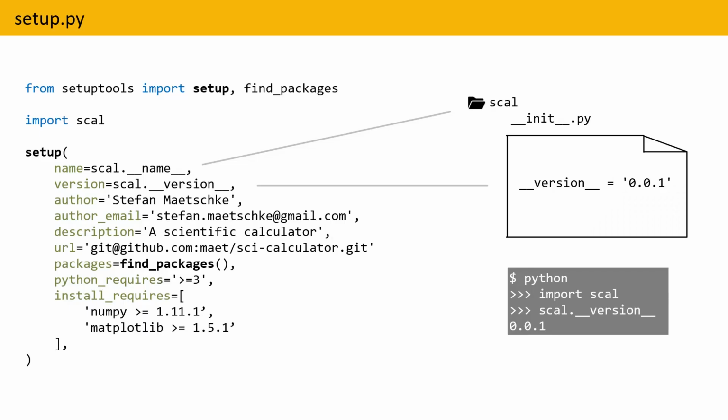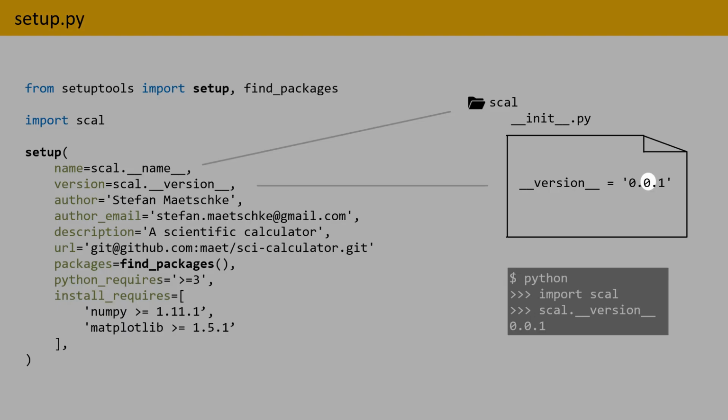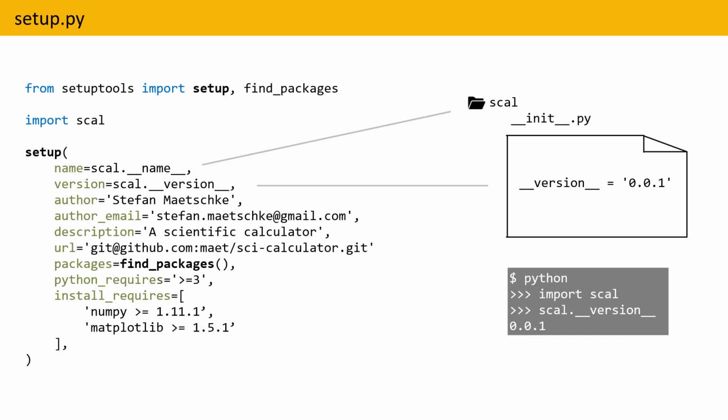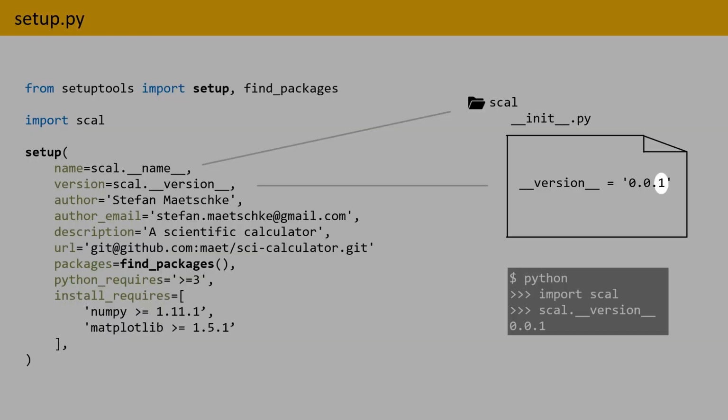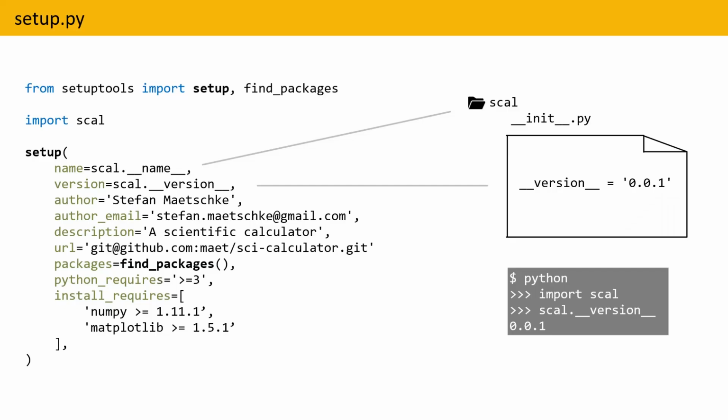If there are changes to the code that are not backwards compatible, the major version is incremented. The second number is the minor version. If new functionality is added, this number is incremented. And the third number is the maintenance version, where bug fixes are tracked.